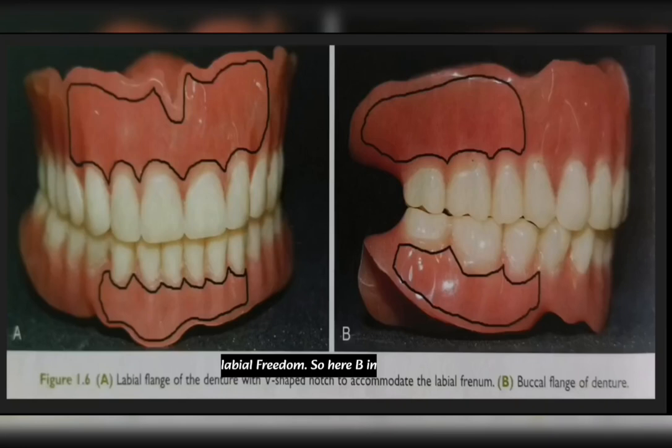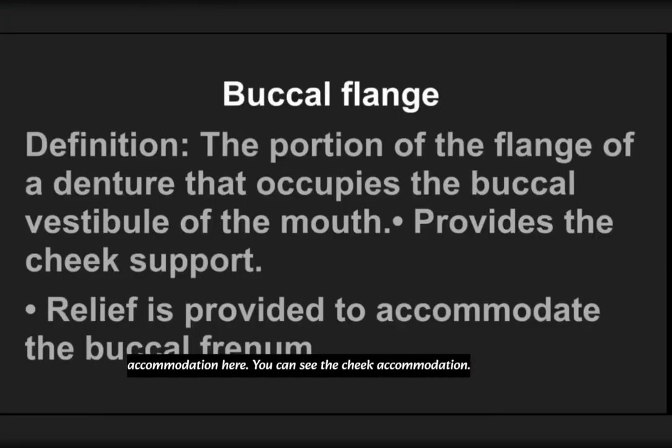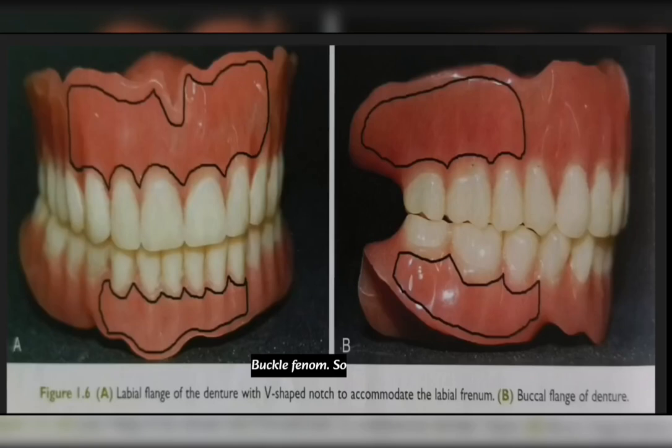In the second picture, B, you can see the buccal flange of the denture, where the cheek and the lips are going to be accommodated. Here in A you can see the lip accommodation, and here the cheek accommodation. The buccal flange is the portion of the flange of a denture that occupies the buccal vestibule of the mouth. It provides the cheek support. Relief is provided to accommodate the buccal frenum. Here you can see the buccal frenum.